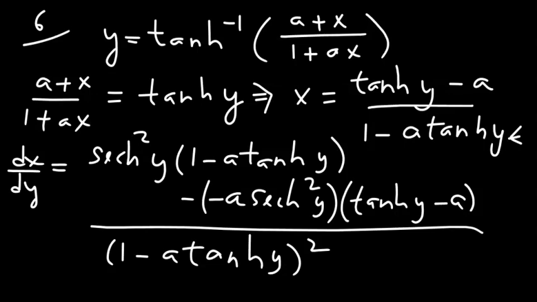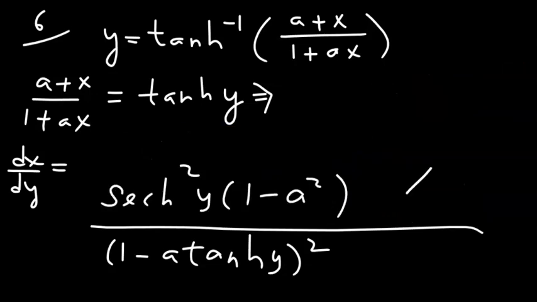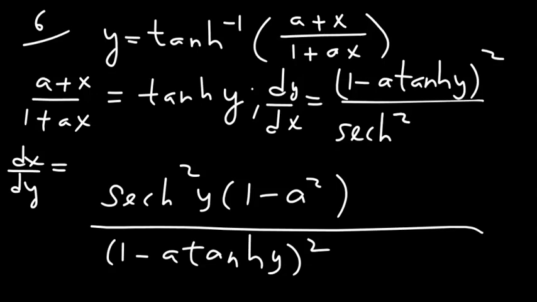Like that. You immediately see that this times this will cancel this times that. So these two terms will simply cancel out. And this numerator will simply become hyperbolic secant squared y times (1 minus a squared), which we have written here. That means dy/dx will become (1 minus a hyperbolic tangent of y) squared over hyperbolic secant squared y times (1 minus a squared).